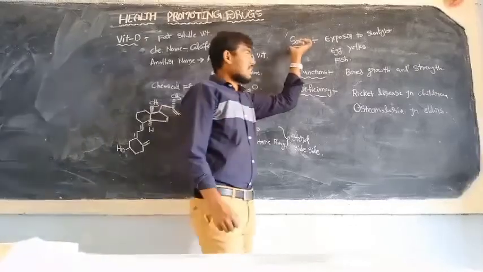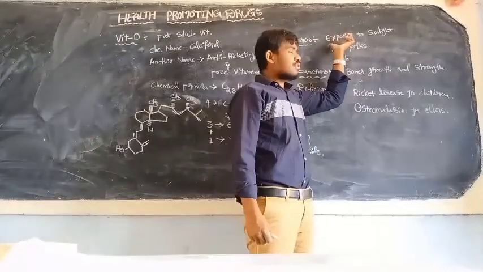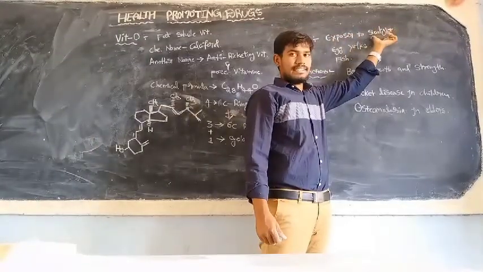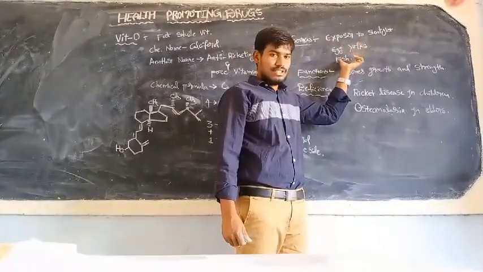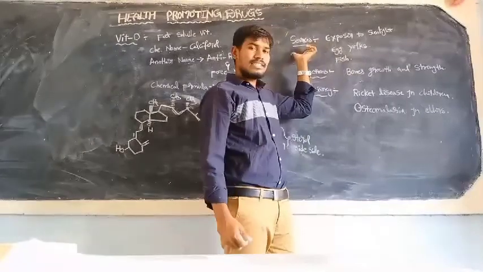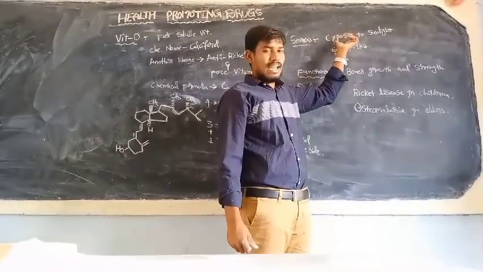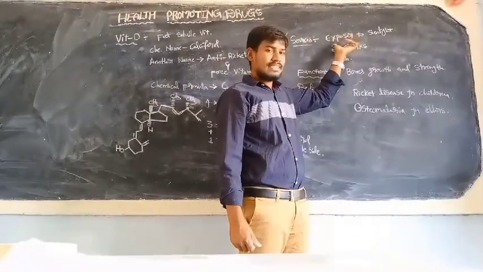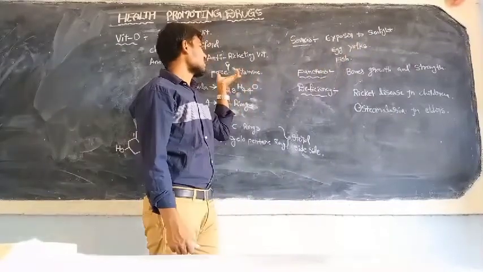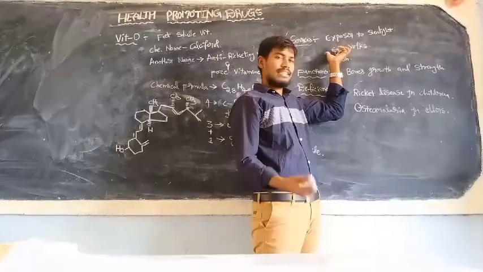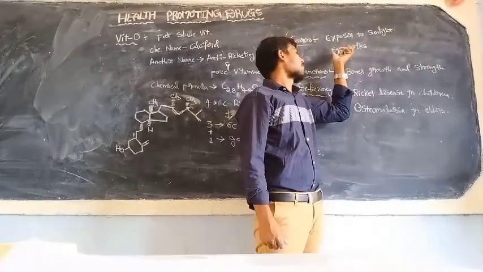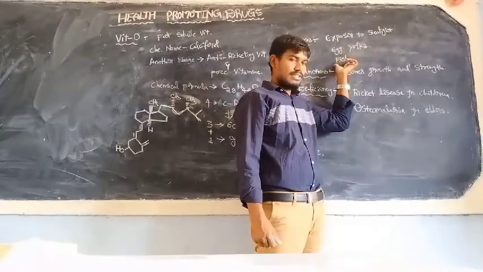Next, sources: exposure to sunlight. Next, egg yolks and fish. Vitamin D is obtained from sunlight, hence it is called a free vitamin. And vitamin D is also obtained from egg yolks and fishes.